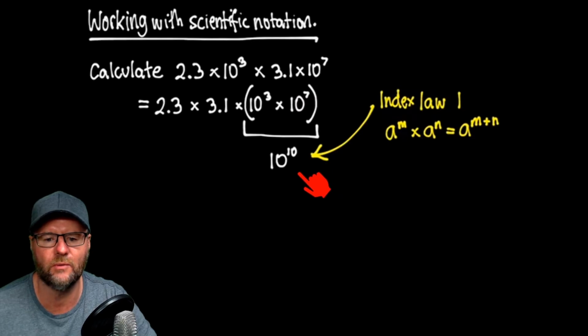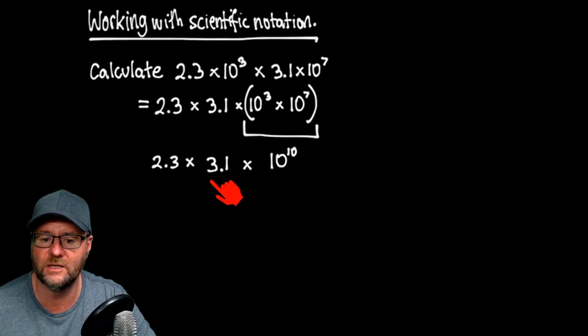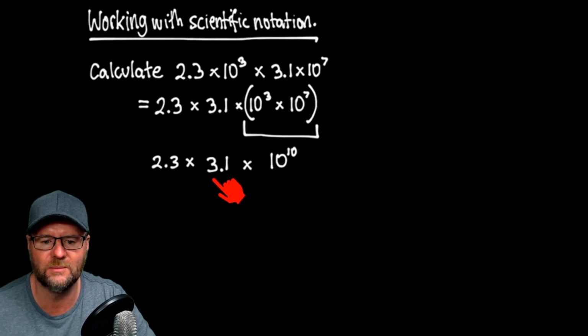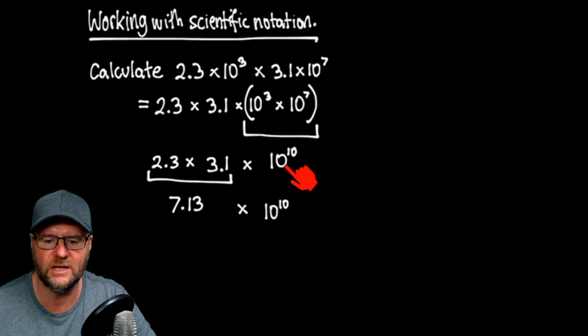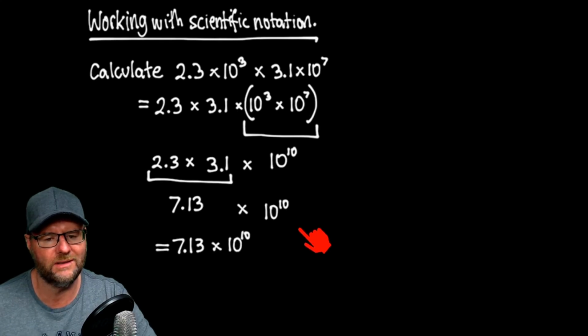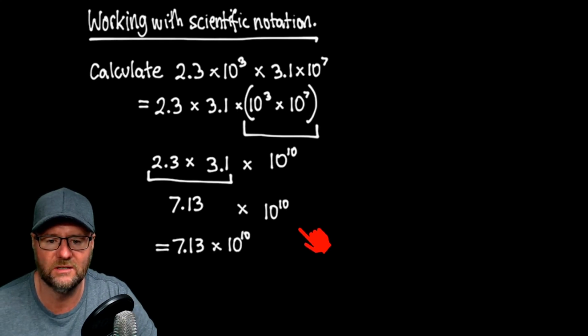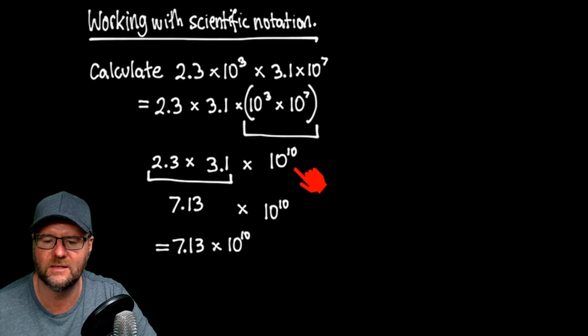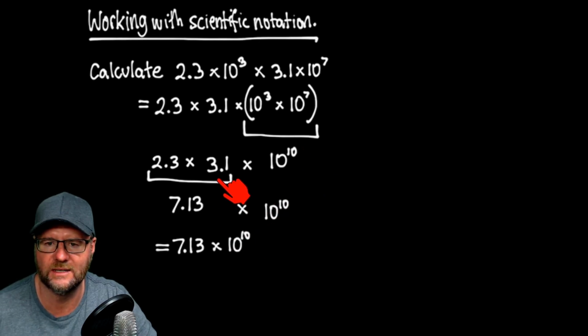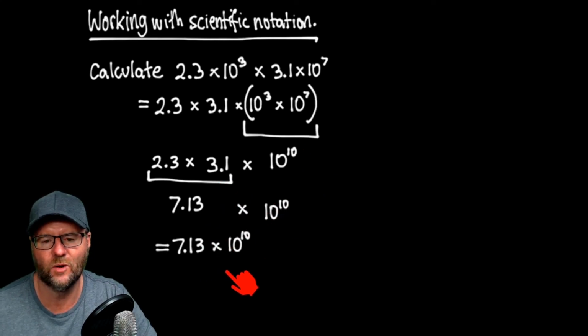So I've now tidied up this part. That leaves me with these front decimals. Now I can just use my calculator and multiply those two numbers together. It turns out to be 7.13. This bit hasn't changed, the times 10 to the 10, so I've now written that in scientific notation. I've multiplied those two things together, I've used my index law to tidy up the powers of 10, and I've just multiplied the decimals together. So I can do that and get this nice, neat answer.